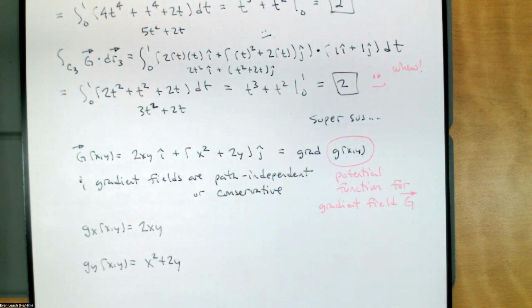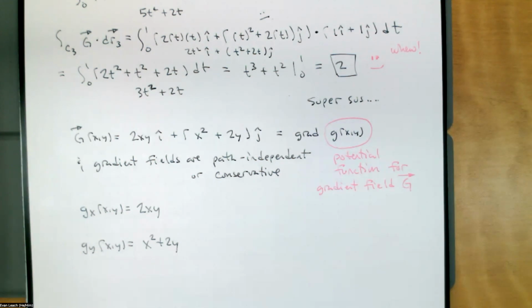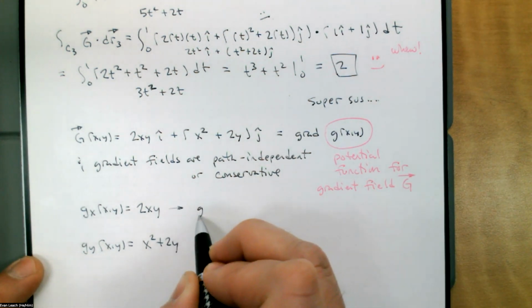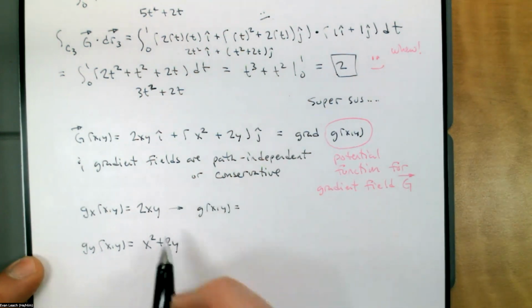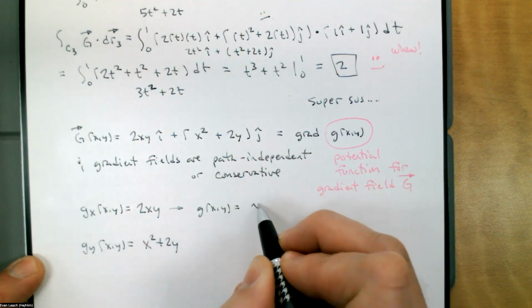So if we look at the two components of the vector field G, if G is going to be the gradient of some scalar function G, some potential function, that means that the 2xy is the derivative of the potential function with respect to x, and the x squared plus 2y is the derivative of the potential function with respect to y. So let's integrate with respect to x. So this tells us that the function g of xy, I'm going to integrate with respect to x, and I'll get an x squared times y. We're treating the y as a constant factor.